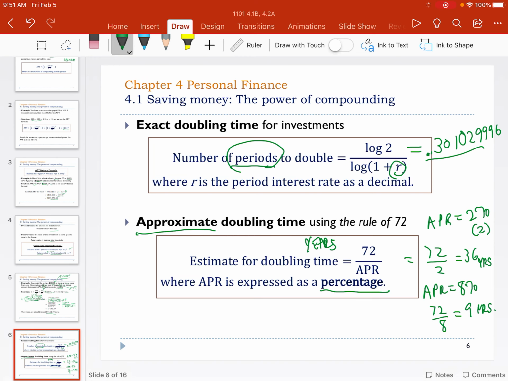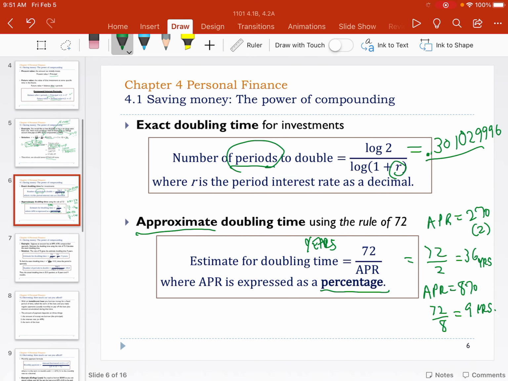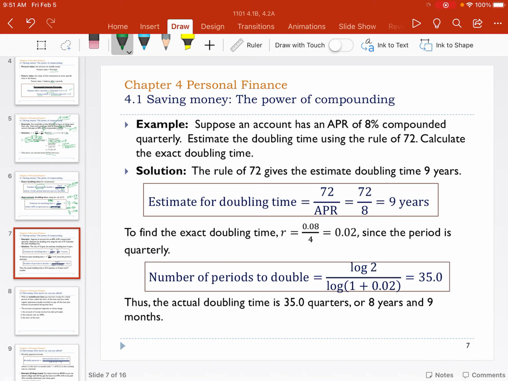The APR, which is the one I'd like to concentrate on. So let's move over to an example of this, and yeah, this is exactly the same one I just did. I guess I'm clairvoyant or something. Suppose an account has an APR of 8% compounded quarterly. Oh, now this is a little different. So estimate the doubling time using the rule of 72. Calculate the exact doubling time.